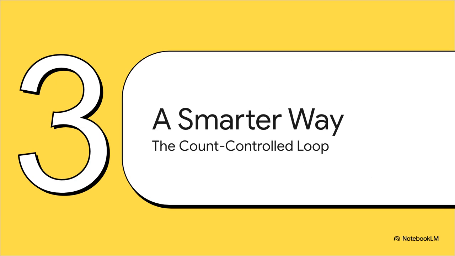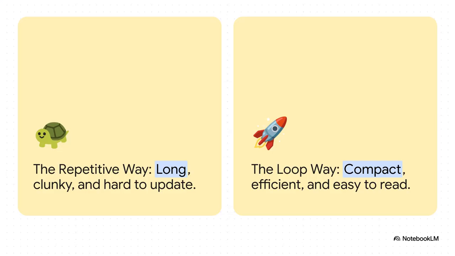So now, let's meet the hero of our story, the elegant, smart solution to all of this mind-numbing repetition. I mean, just look at this. The difference is night and day. On the left, you've got the old way, which is long and clunky. On the right, you've got the loop way. It's compact, it's efficient, it's so much easier to understand. This isn't just about writing less code, it's about writing smarter code.